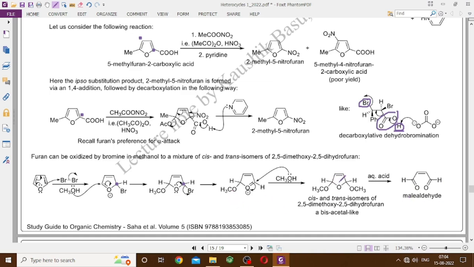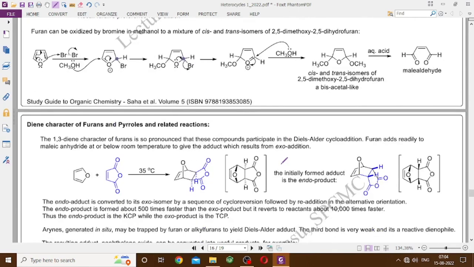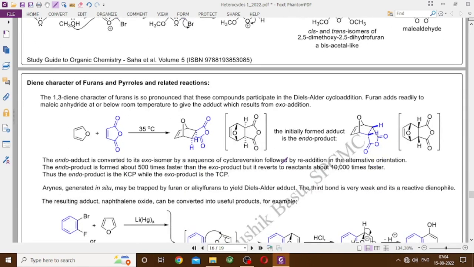I leave it to you to find out how this acetal hydrolysis can take place. You should be able to do it. Make sure that you can. Because of the 1,3-diene character, furans are very well-known substrates, dienes, in the Diels-Alder cycloaddition reaction.